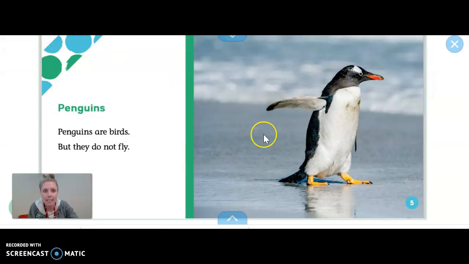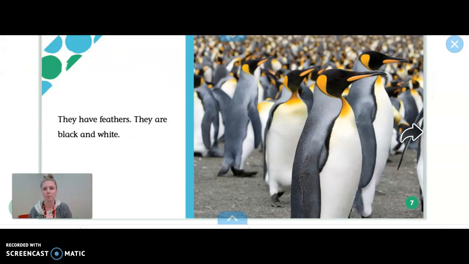All right, so then let's go on to the next and see if we can find another key detail in the story. Let's go on to the next page. They have feathers. They are black and white. Well, there might be two key details. Choose one from this page. What would you like to add to your tree map? You can pause while you write it. You absolutely can pause if I am moving too fast.